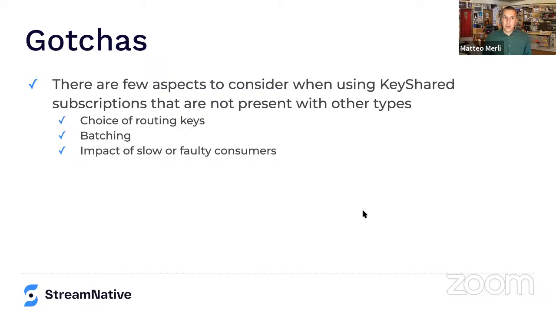Now we'll talk about more of the gotchas. There are a few things that are very specific to KeyShared that you need to be aware of when using it. They might not be a concern with other subscription types, but they are with KeyShared. The first one is the choice of the routing key. The second is how batching interacts with KeyShared, and finally the impact that slow or faulty consumers can have on the overall consumption.